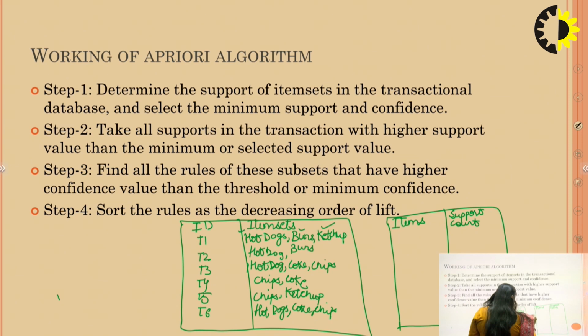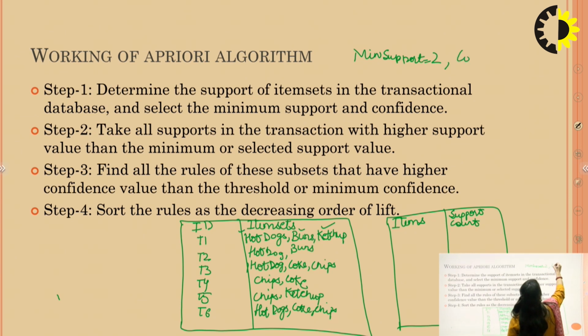Then we have to calculate the minimum support and the confidence. Here the minimum support is 2, and the confidence will be required later on. The minimum confidence is 50%.